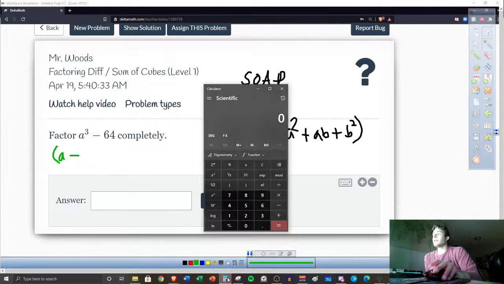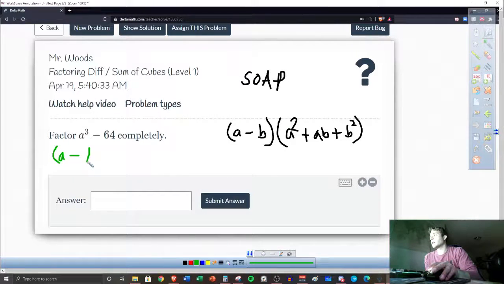There's a couple of ways that you could go about figuring that out. You can, of course, take the cube root of it, or you can take 64 and raise it to the 1/3 power. 4 times itself 3 times is 64, so we're going to put a 4 here. Then a squared, put a plus sign, a times 4, which we'll rewrite as 4a. And then plus b squared.